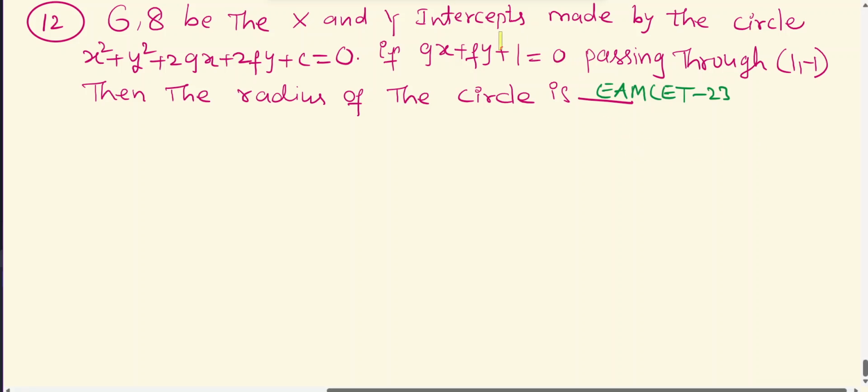This is the 12th question from circles, EAPCET 23 TS. Here it is given that 6 and 8 are the x and y intercepts, x axis and y axis intercepts, of the circle x square plus y square plus 2gx plus 2fy plus c is equal to 0. If gx plus fy plus 1 is equal to 0 passes through the point (1, minus 1), then the radius of the circle is dash.